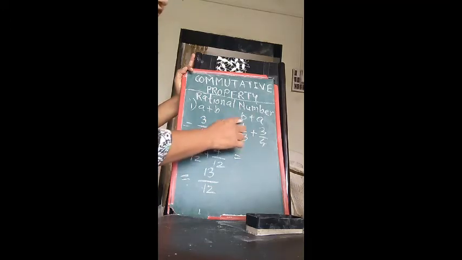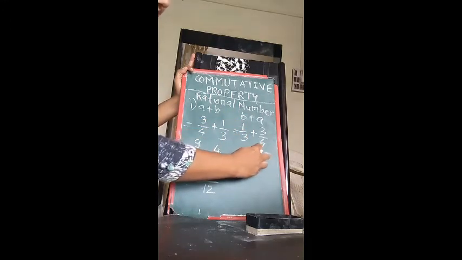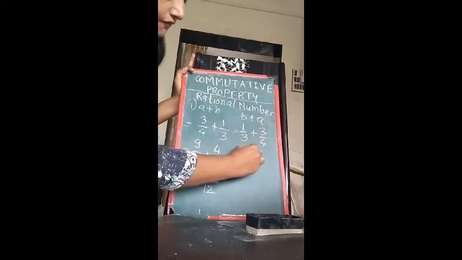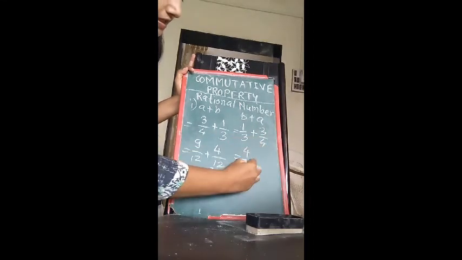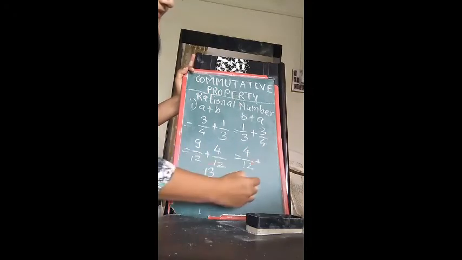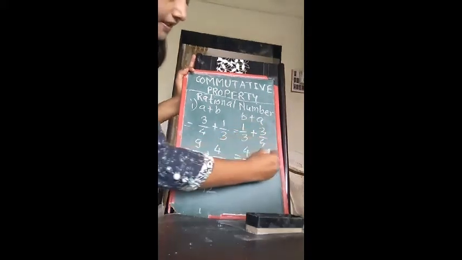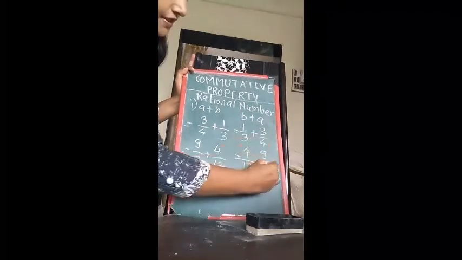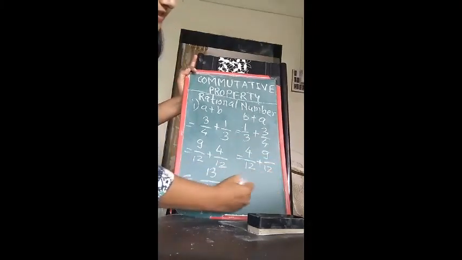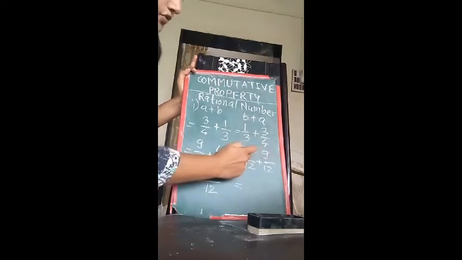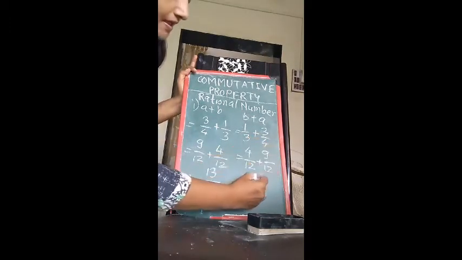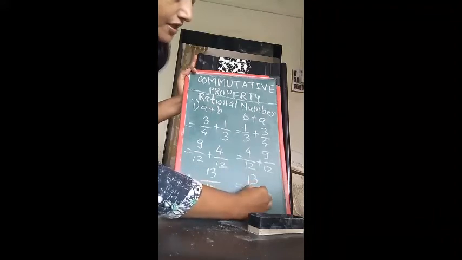We have to multiply both numbers of 1 upon 3 by 4. So 4 1s are 4 and 4 3s are 12, plus, as we are checking for the addition, 3 upon 4 is multiplied by 3. So 3 3s are 9 divided by 4 3s are 12. Now our denominator is same. Now we can add these two numbers, that is 4 plus 9. The answer is same, 13 upon 12.